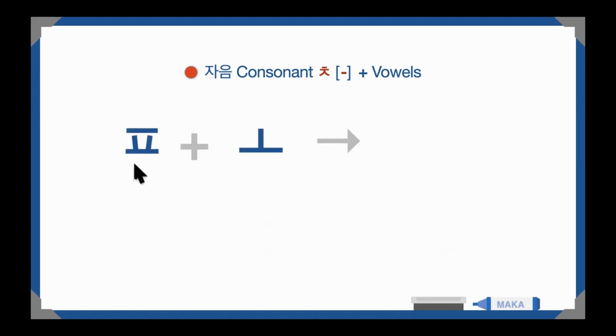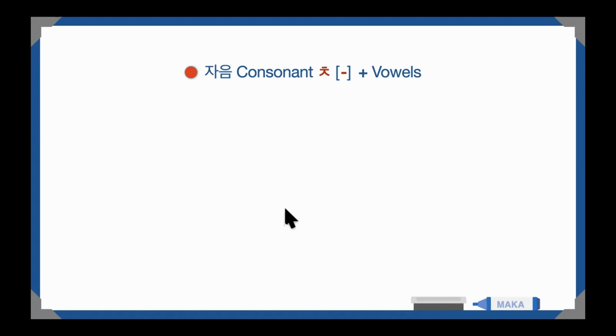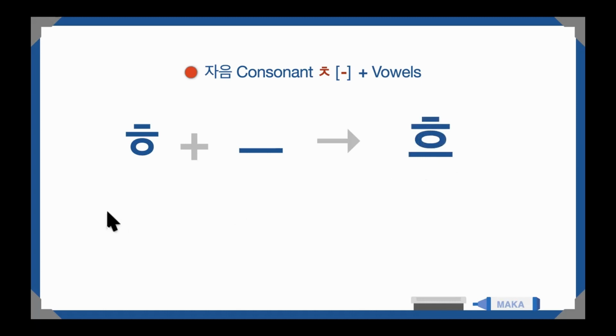Okay. P meets o. So now this word is po. And p meets u. And now this is pu. And this consonant is h. h meets u. So this is hu. And next one, h meets e. So this is he.